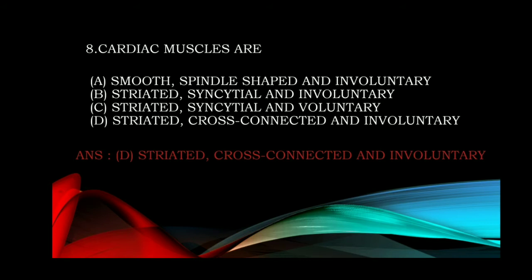But the correct option in this question is option D, striated, cross-connected and involuntary. Cross-connected means, we know that cardiac muscles are branched, right? And these branches will be connected to each other. That is why it is called cross-connected. So the correct option is option D.